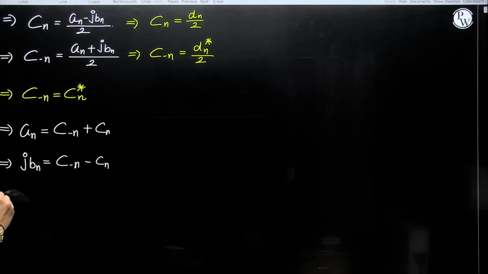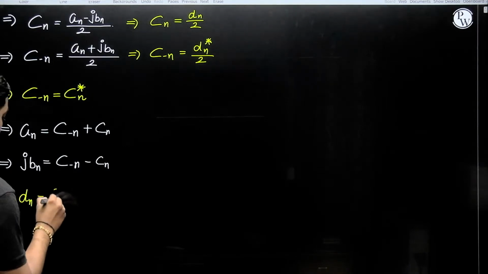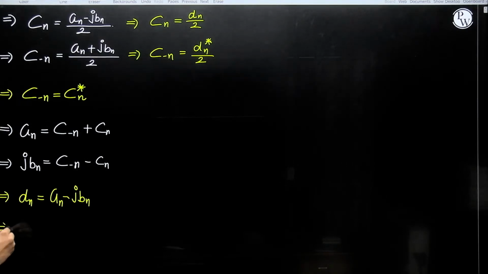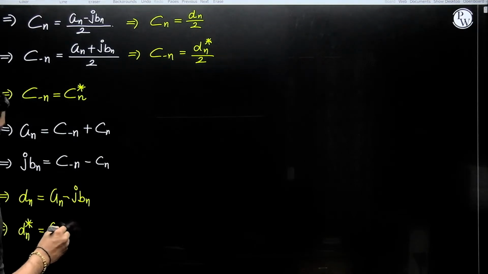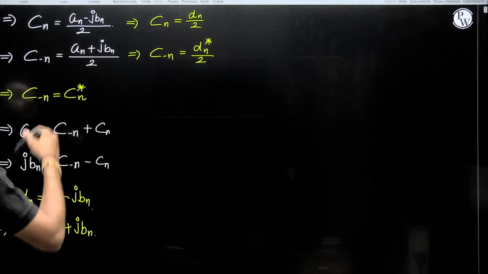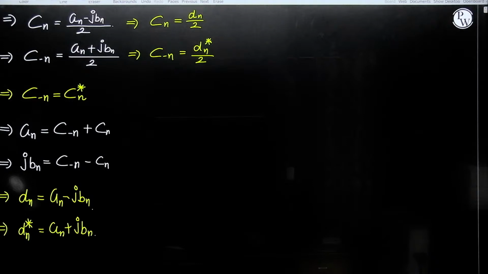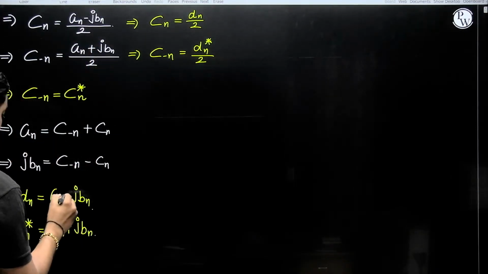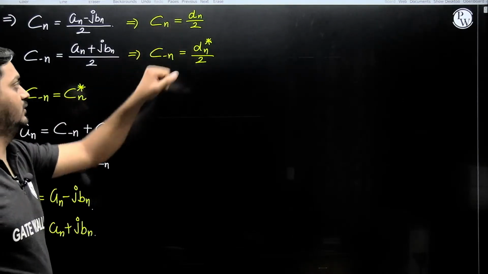We know that dn is nothing but n conjugate, plus jbn. Are you getting conjugation? Fine. Rajesh, present or gone? Not present. If any doubt, then you can ask. Correct. So we can say c minus n is equal to this.